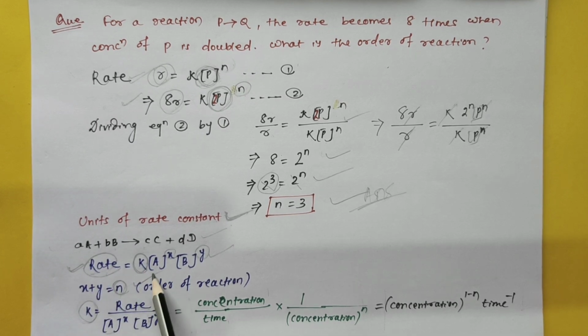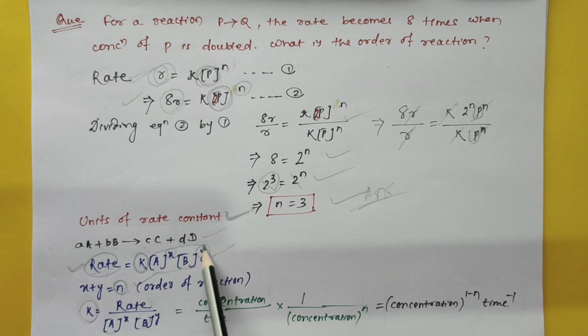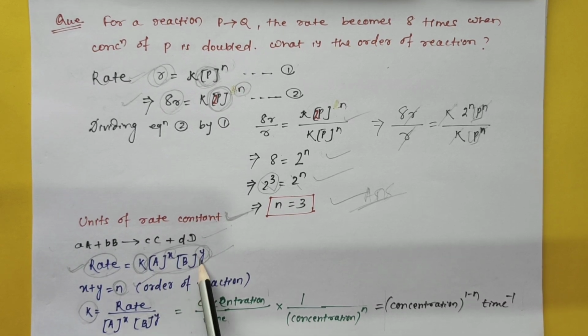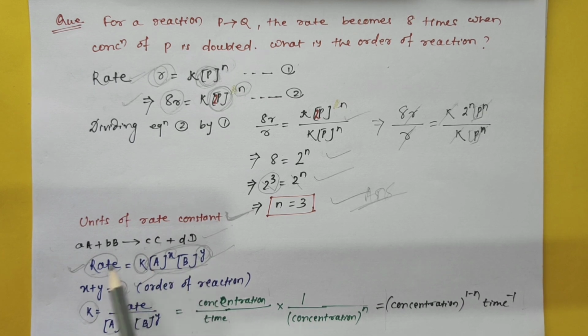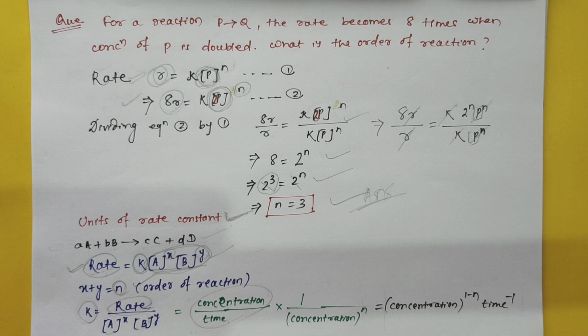This divided by this. If this expression goes to the left side, obviously it is multiplied on the right side, and if it moves to the left side, it will be divided. So K is equal to rate divided by this much. Okay, so the unit of rate is concentration by time.